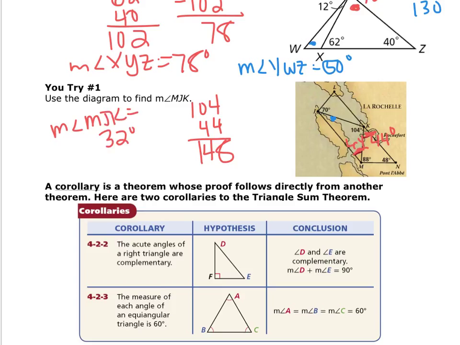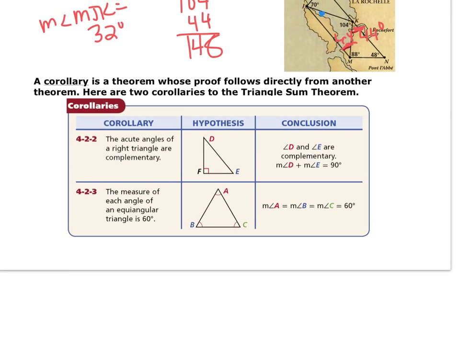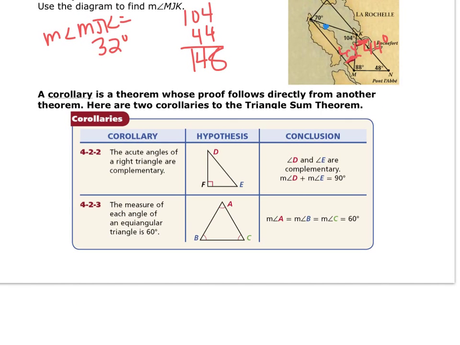Okay, we have a couple of corollaries down here, and a corollary is a theorem whose proof follows directly from another theorem. So corollaries are almost like theorems, like a part A of a theorem. It's sort of like an extension. So first corollary says that the acute angles of a right triangle are complementary. So if I have a right triangle, I know 90 degrees of my 180 degrees is already taken up. So that means the other two angles have to add up to 90, which is where this comes from here.